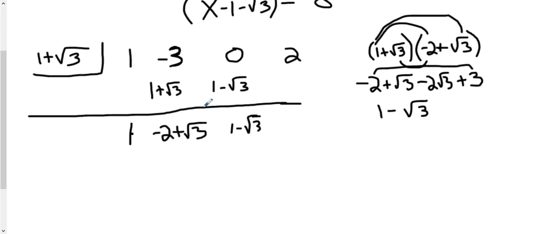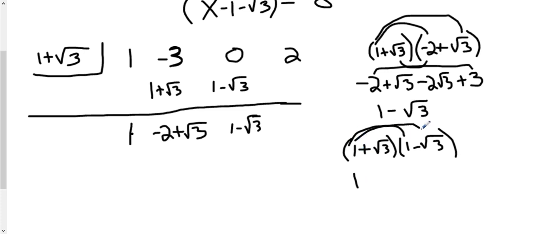So I got 1 plus the square root of 3 times 1 minus the square root of 3. So again, we take the first thing times first. 1 times 1 is 1. Then 1 times the negative square root of 3 is minus the square root of 3. Oops, that 3 is not coming out too good, sorry. And then the square root of 3 times 1 is plus the square root of 3.